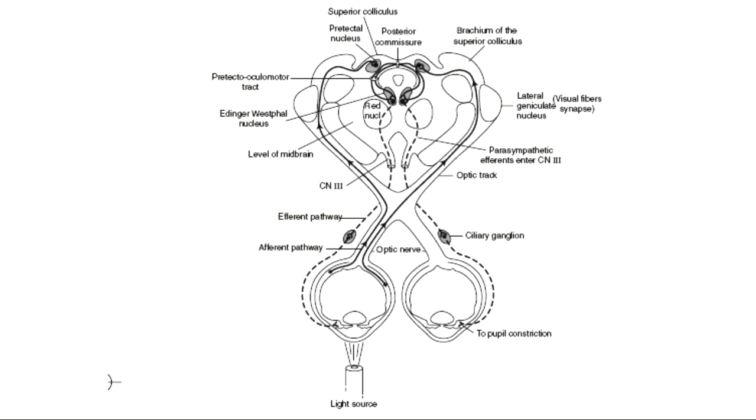So we stopped at the Edinger-Westphal nucleus, and here we see the fascicles are going to travel along your efferent pathway to your ciliary ganglion, and then these are going to innervate your constrictors.